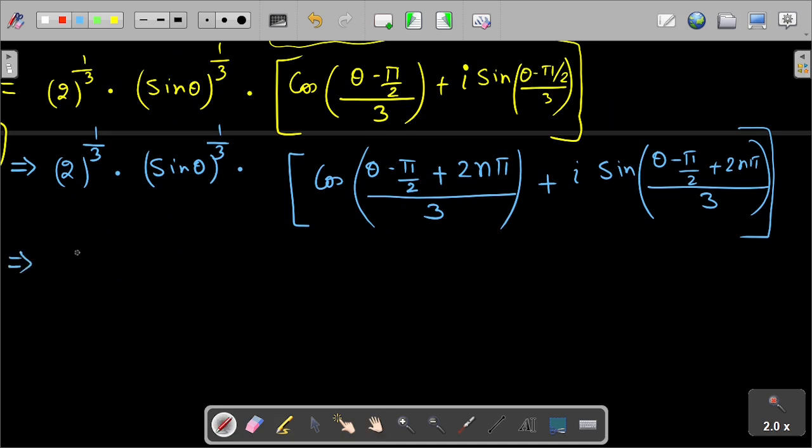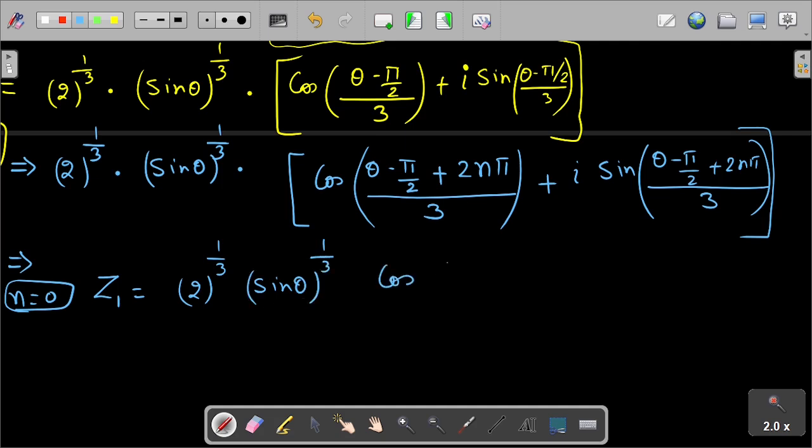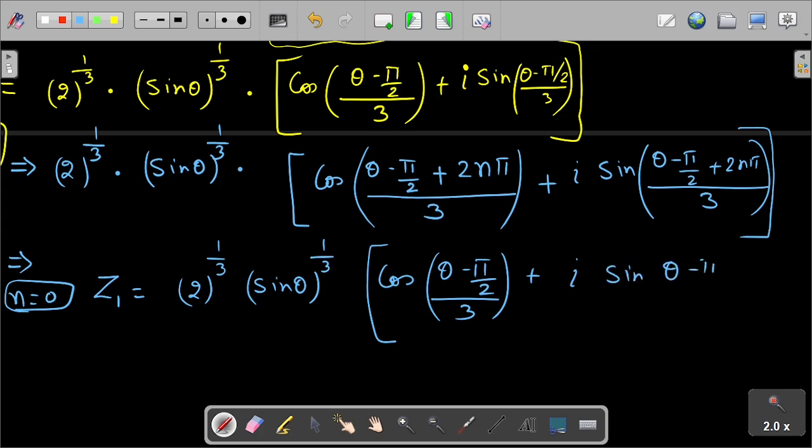When we put different values of n, we will get different values of z. Let us put n equal to 0 here. So what will we get? We will get the first root as z equals 2 raised to power 1 by 3 sine theta raised to power 1 by 3, and this will be cos of theta minus pi by 2 upon 3 plus i sine of theta minus pi by 2 upon 3. We have put the value of n as 0. So this is the first answer.